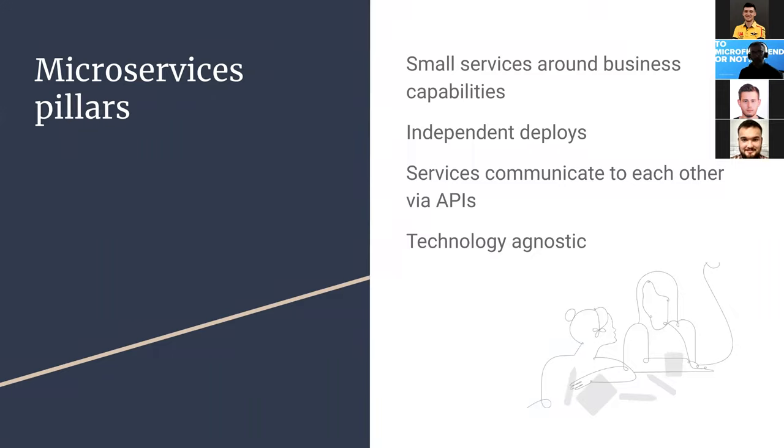Independent deploys are the same key concept here. And all of the services had to communicate with each other over the network and only through the defined interface. So you cannot really take shortcuts. Even if you know how to get this data faster, you would have to go and download it over the network just for the sake of decoupling the system and keeping everyone independent of each other. And the technology-agnostic idea was pretty important to support different cases.